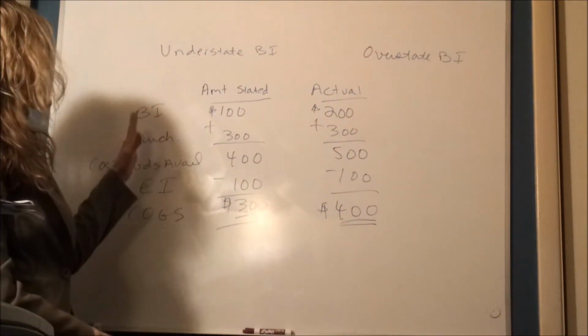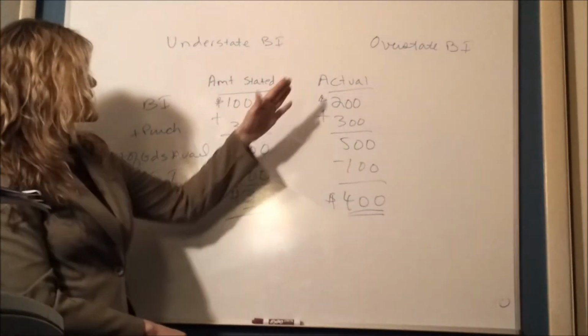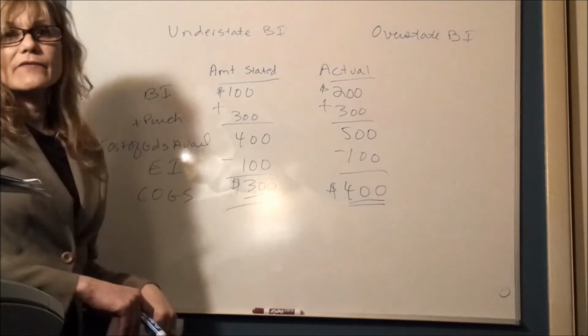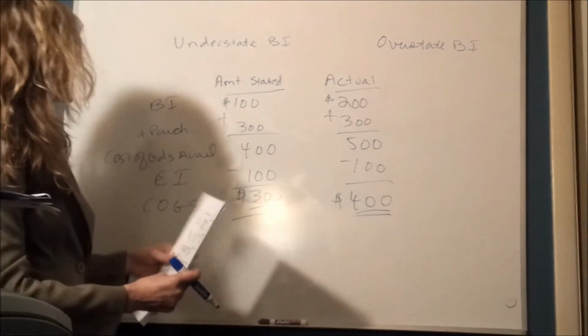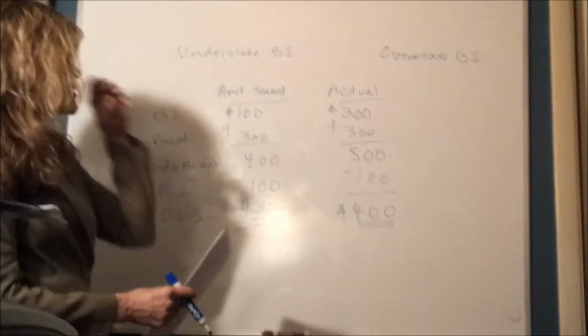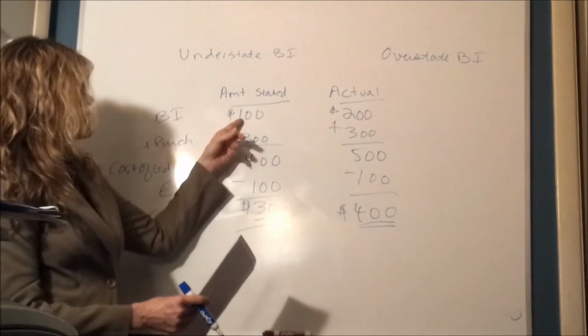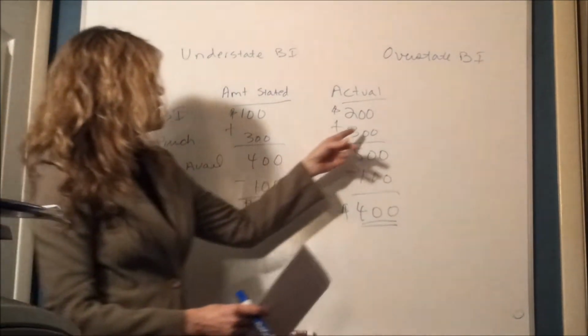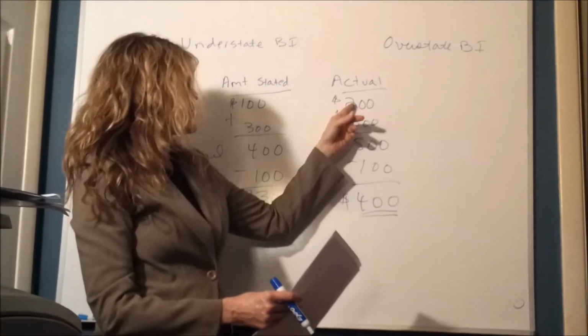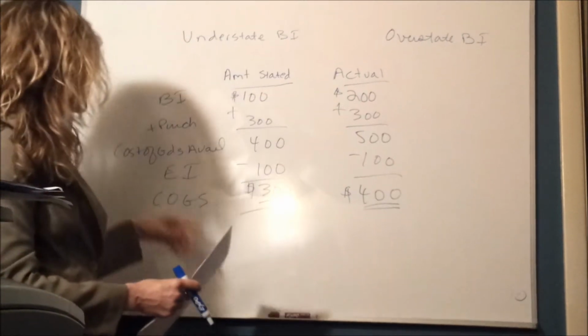Okay, let's look at what happens. I want to look at what happens if we understate or overstate our beginning inventory. In this case, let's say we understated it. So we thought our beginning inventory was 100 when in fact it was 200. The actual beginning inventory was 200.